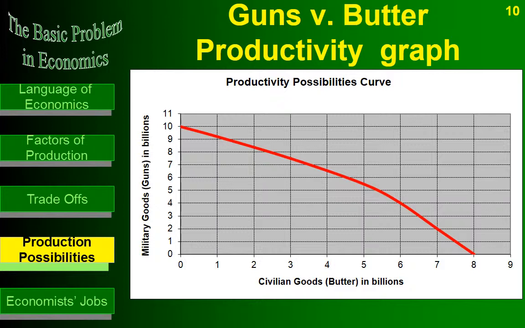So the guns versus butter productivity graph is one of the big ideas that macroeconomists have used in order to evaluate economies. This concludes discussion number 3, productivity graphs and opportunity cost. This also concludes the discussions for Chapter 1 for economics, titled What is Economics. Thank you.